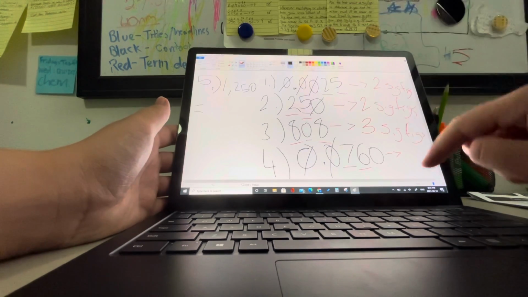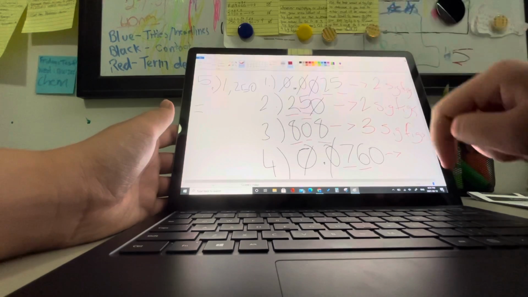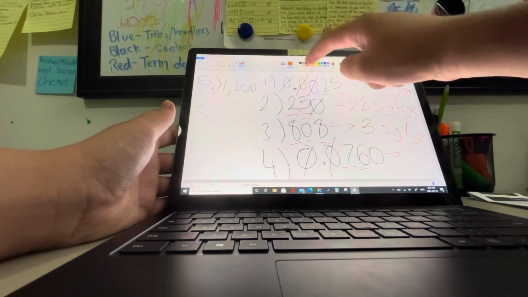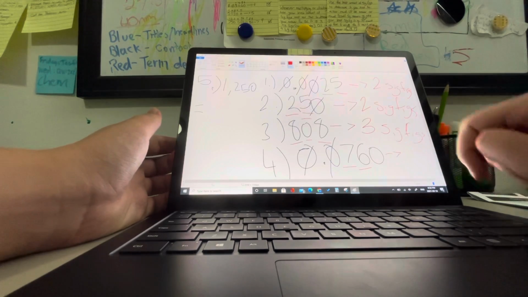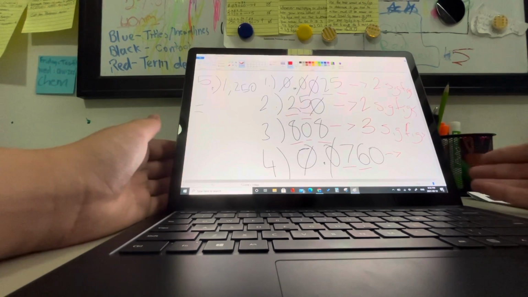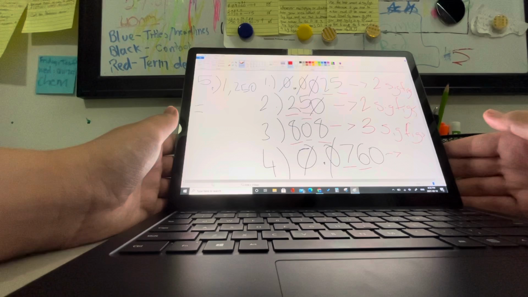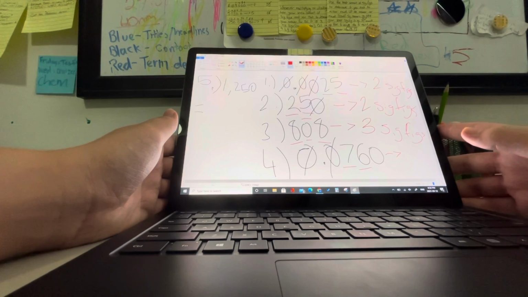Now, but since we have a 0 at the end, oops, I should change that color back to red. Now, since we have a 0, do you think this is a significant figure, or is it not? Well, what was one of the rules?